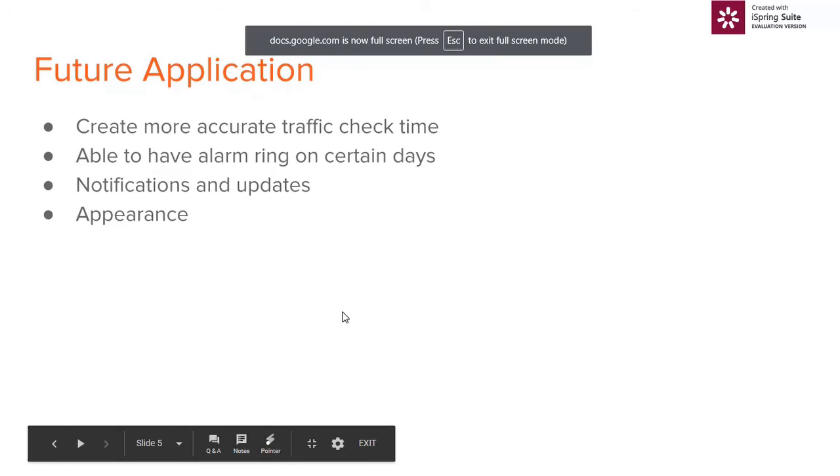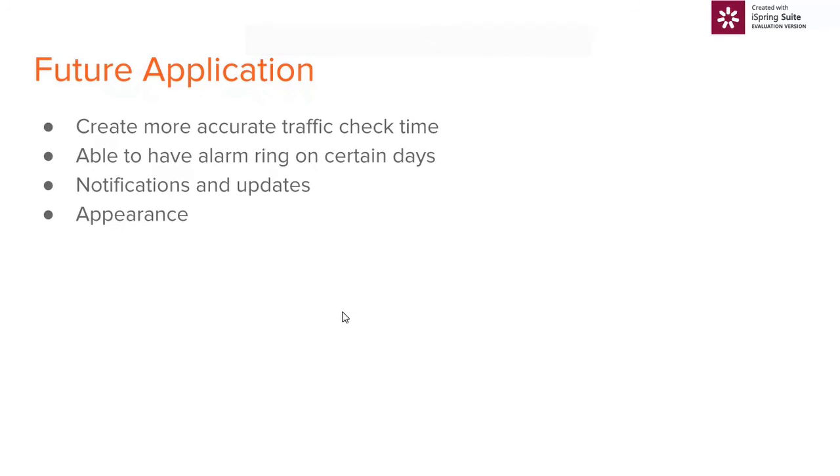In the future, we would want to be able to create more accurate traffic check times by updating more often and having a more dynamic calculation, so maybe every minute, every 2 minutes. We want to be able to have the alarms ring on certain days, so like have the user be able to set every day or every Friday or every other Friday or every Tuesday and Thursday, something like that.